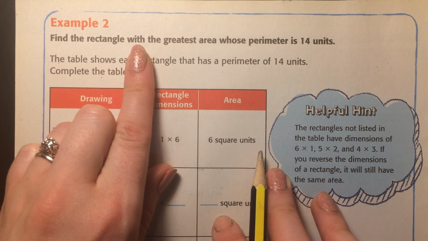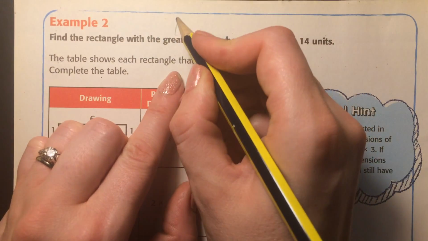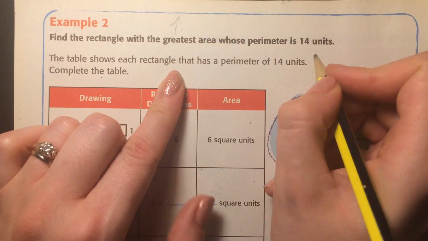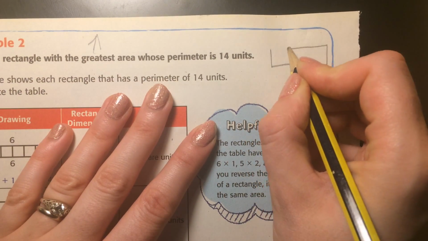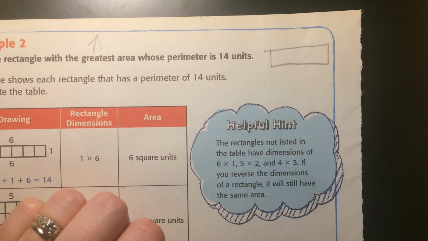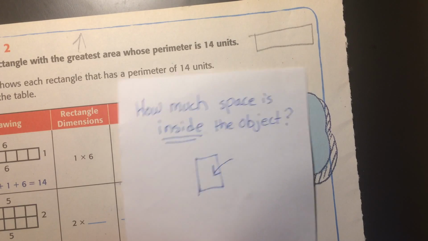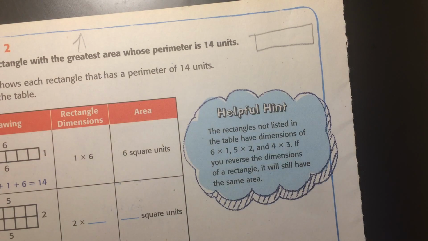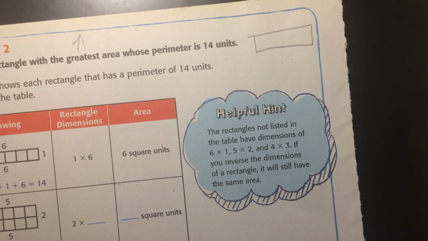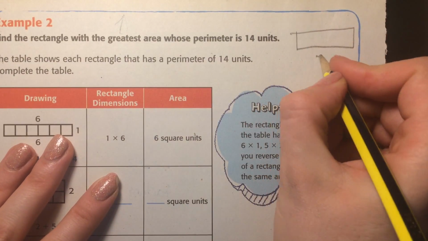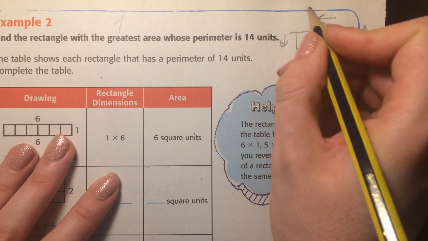So find the rectangle with the greatest area. Greatest is big. The biggest area whose perimeter is 14. So that means whatever distance around, because perimeter is how long is the outside of the object. So all the way around, it's got to be 14. That's all we know. We don't know about the inside, but we know that all the way around is going to be 14.